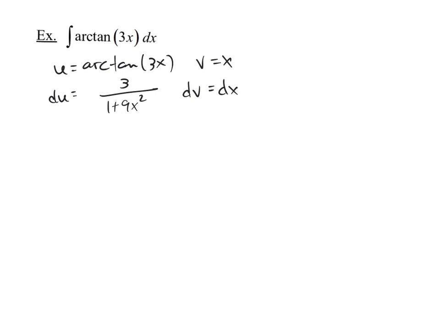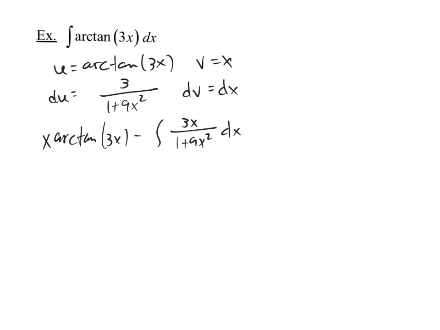Okay, so remember the rule for arctangent would be the derivative of u, which would be 3x, so that would be 3, over 1 plus u squared, so 9x squared. Okay, so using our formula for integration by parts, I'm going to have x arctangent of 3x minus the integral of v du, and so that would be 3x over 1 plus 9x squared.